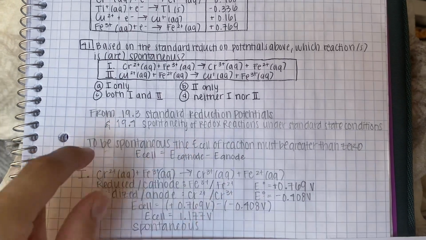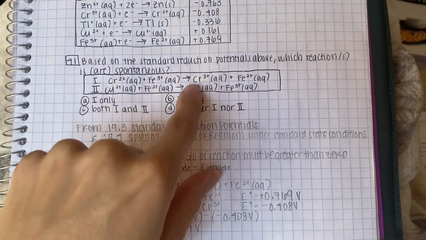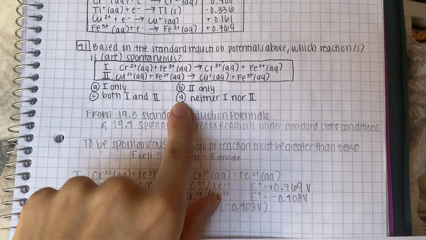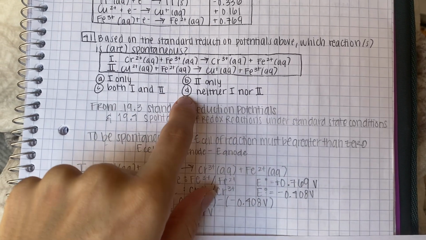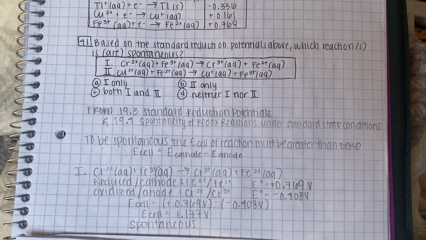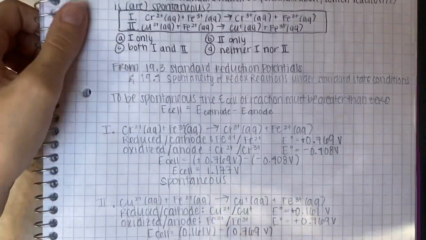So now we can use a little bit of process of elimination. We can get rid of both B and D as options for this multiple choice problem. We know that it's at least going to be A or C. And then we do the same thing for reaction 2.